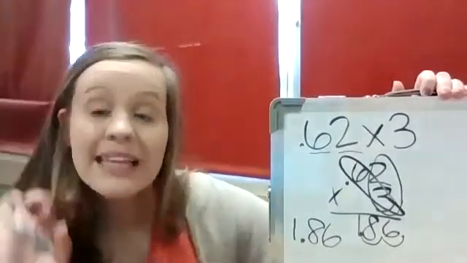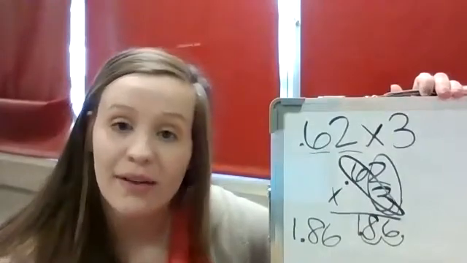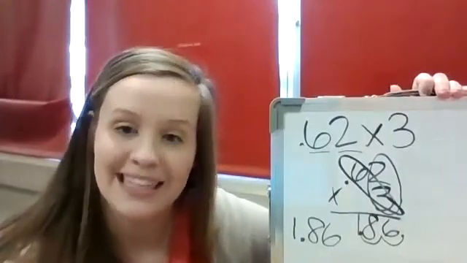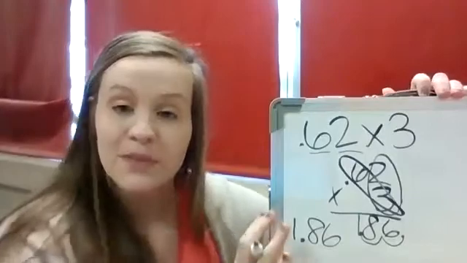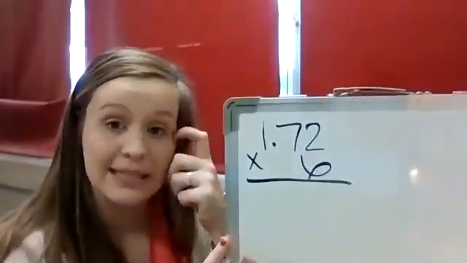Guys, it's really not as hard as you may think, right? You do regular multiplication, and all you have to do after that is count how many digits are behind the decimal. So let's do one more problem together. 1 and 72 hundredths times 6.